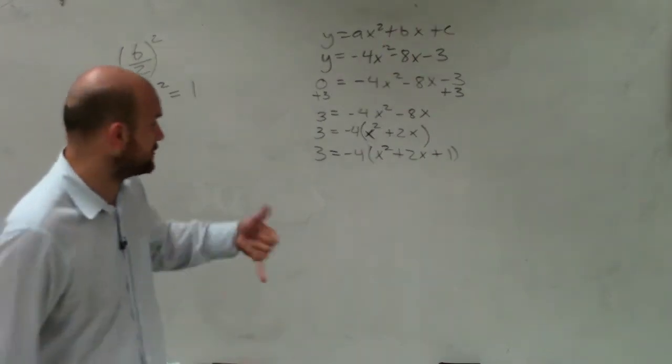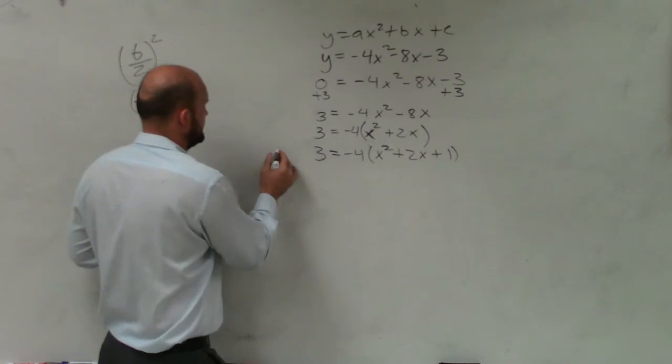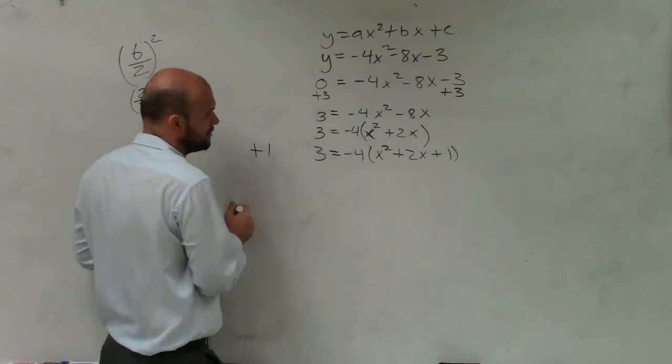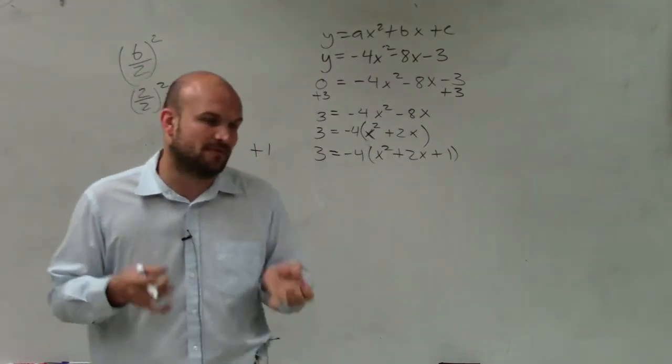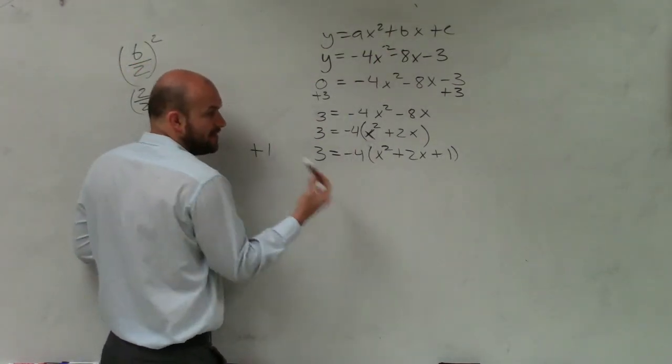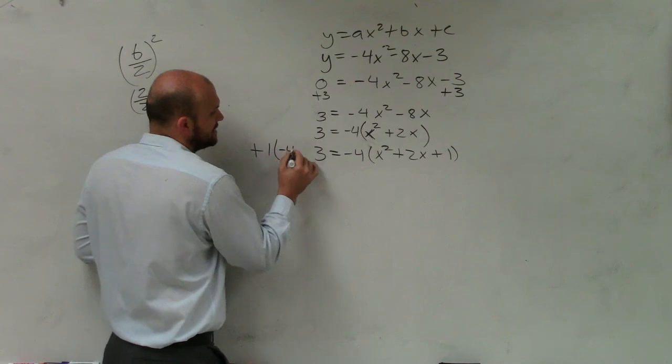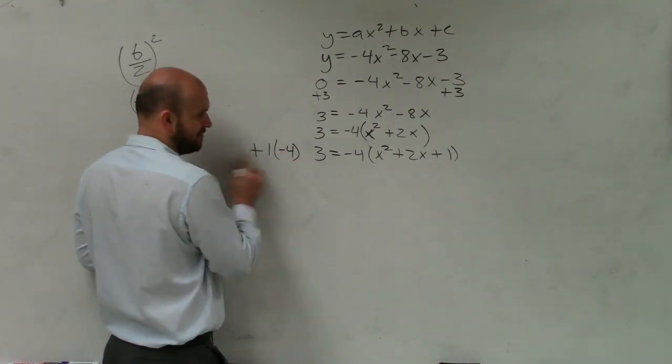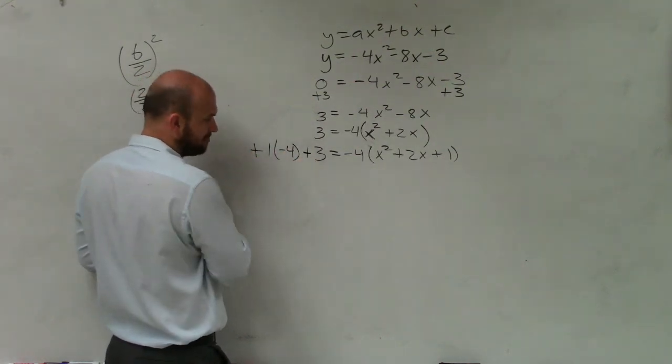Now remember, whenever we're introducing something in our equation, if we're going to do something on one side, we've got to make sure we do it on the other side. So I'm going to want to add a 1 over here, but it's very important for us to understand that when we add that 1, this 1 is being multiplied by a negative 4. Therefore, to keep the equation equal, I also need to multiply this 1 by negative 4. And that's a positive 3, so I'll put a plus there.